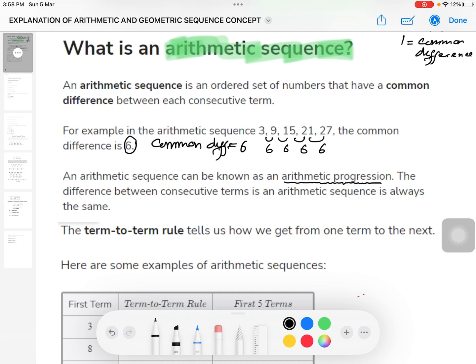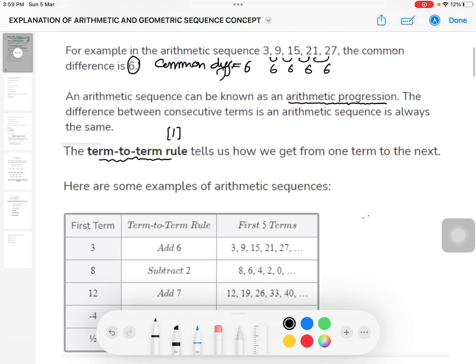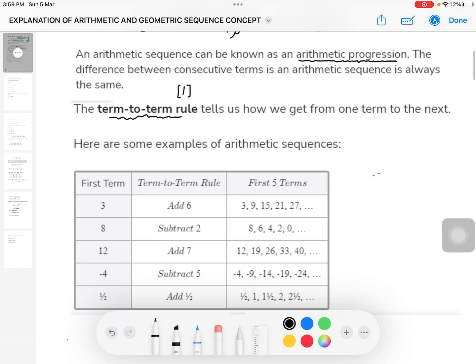Now, what is the term to term rule? Sometimes they ask, what is the term to term rule? And when they say term to term rule, 1 mark is given for this in the IGCSE paper. Okay, there are a few examples here.